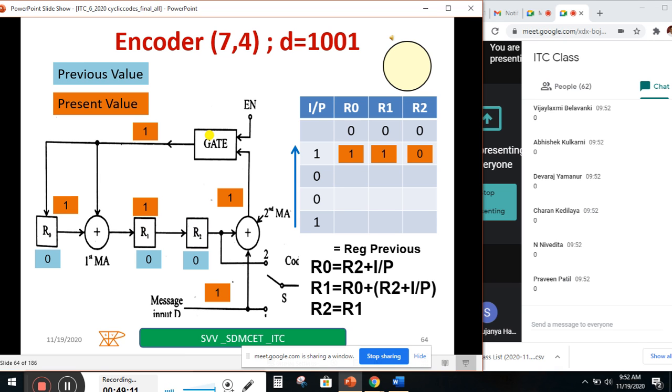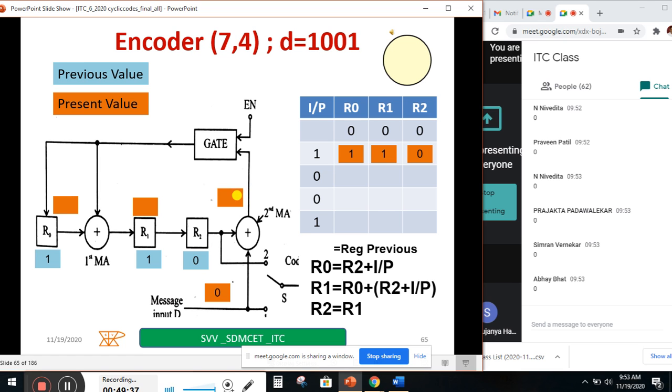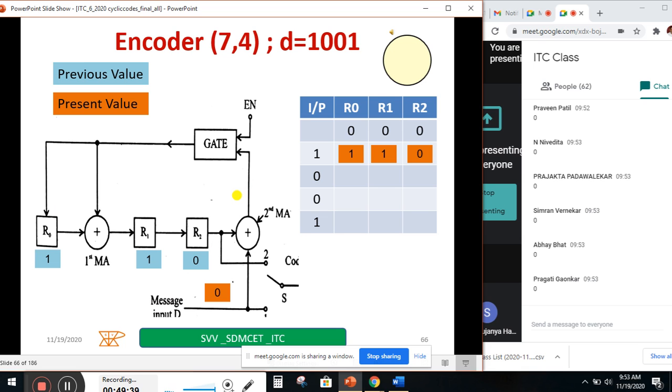Now let me take the second bit. The present value I have is 1, 1, 0. Observe carefully. Initially it was 0, 0, 0, and now it has become 1, 1, 0. Now the input I am giving is 0. What is the output of the mod 2 adder? 0 plus 0, the mod 2 adder output will be 0. Yes, so this 0 will come.